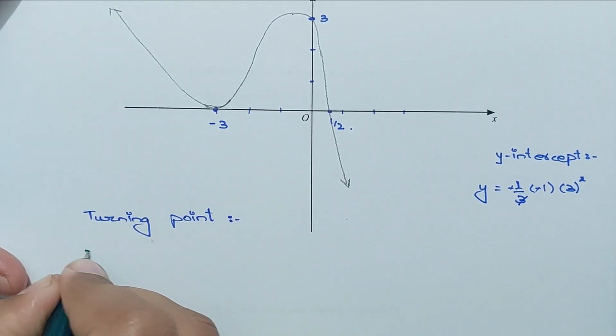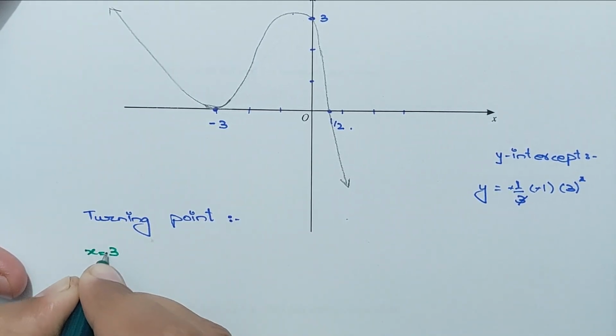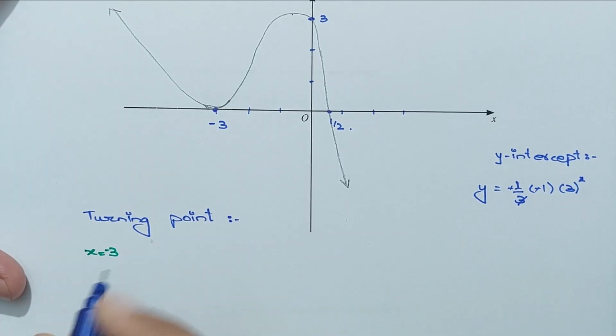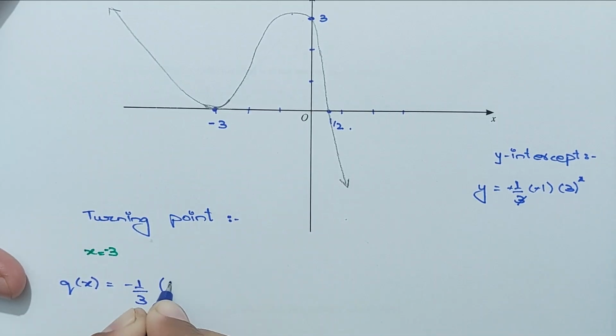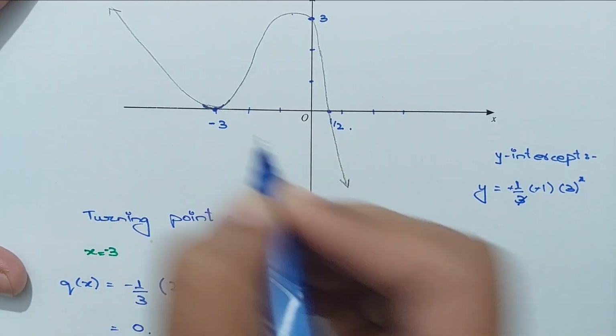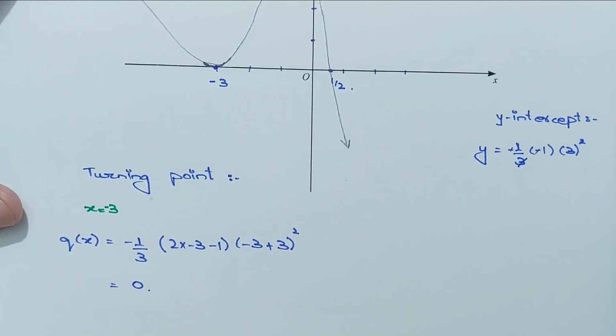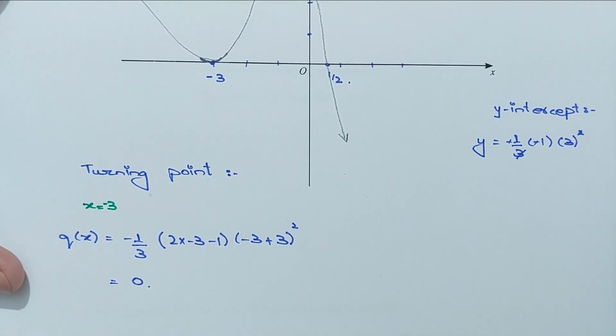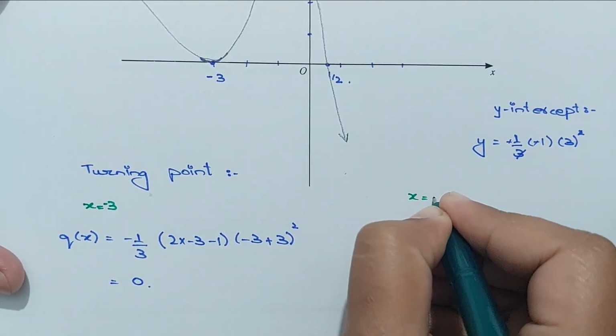Let me solve for x equals -3. What is the y? So q of x equals -1/3 times (2 into -3, -1) and (-3 and +3). This should be equal to, this is 0, so the whole thing should be equal to 0. So the first turning point is -3 and 0, so this is done. X is -3 and y is 0, right? Now let me solve for the second turning point when x is equal to -2/3.